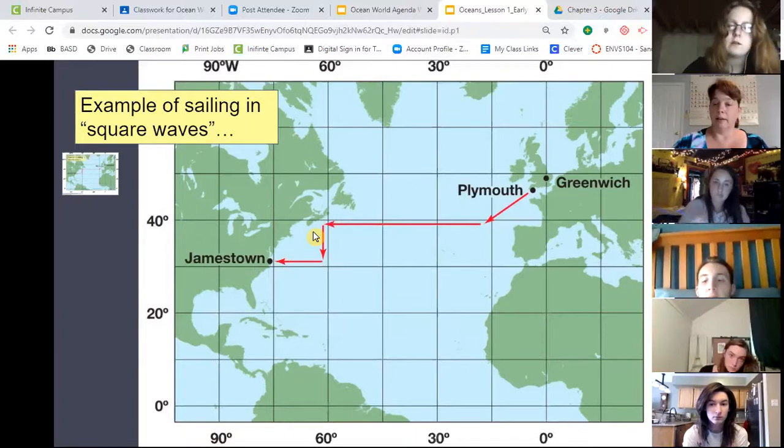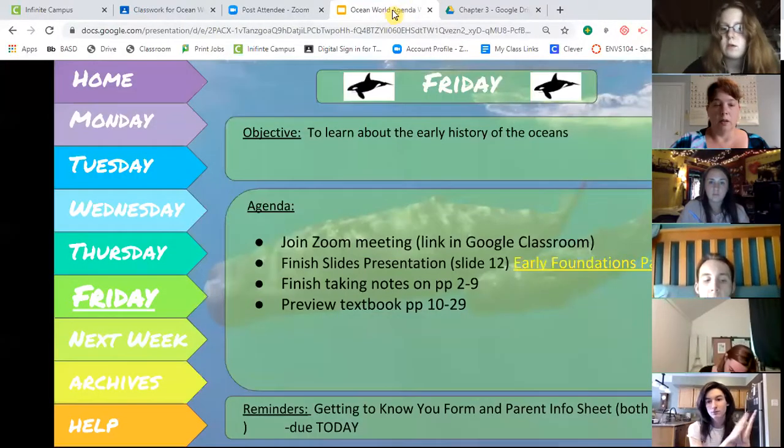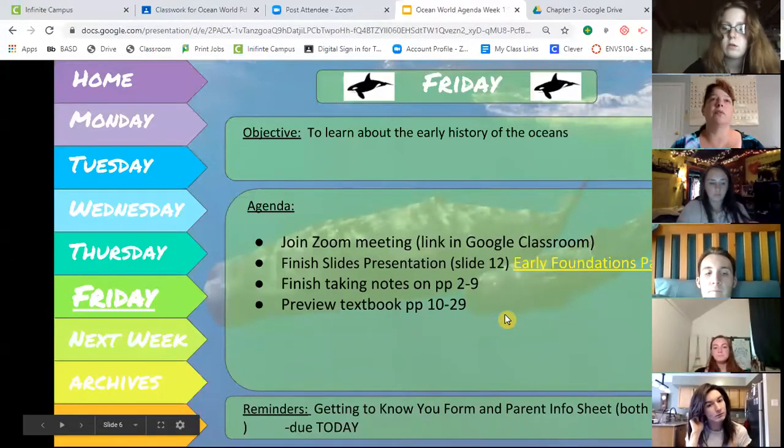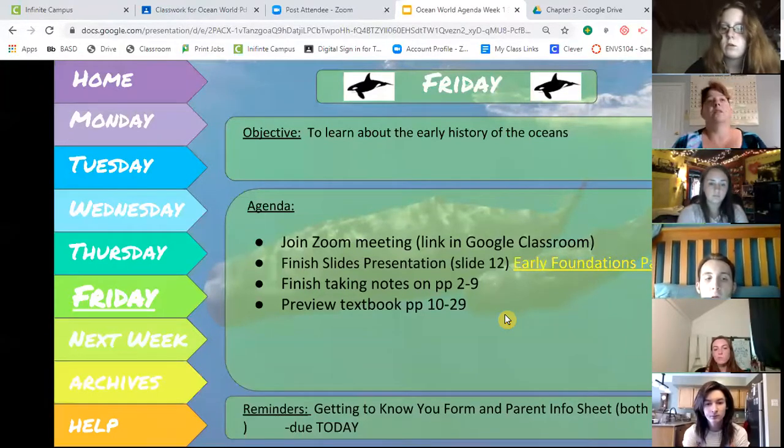Okay, so that is the end of lesson 1. So on the agenda, the only thing you need to do now is, if you didn't finish taking your detailed notes on pages 2 to 9, we have now covered all of that material, so you can go back and fill that in. The next lesson that will start is on pages 10 through 29, so that's a much longer section. Yes, Kelly?